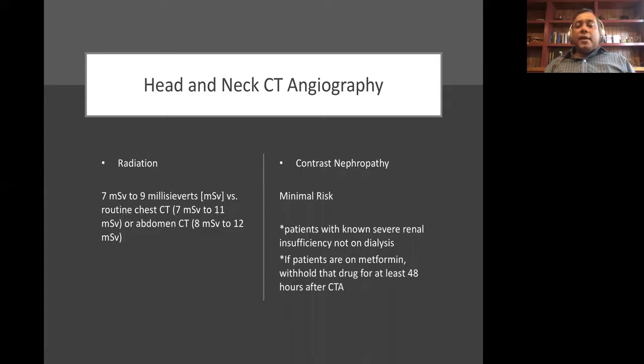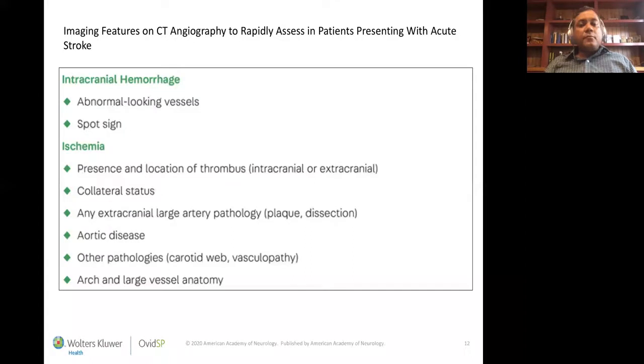And then one caveat that I wanted to tell you was if patients are on metformin, then withhold that drug for at least 48 hours after the CT angiography. It's a practice here. So what do you see on CT angiography?